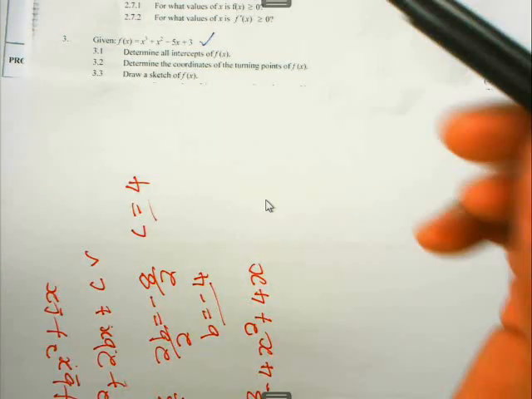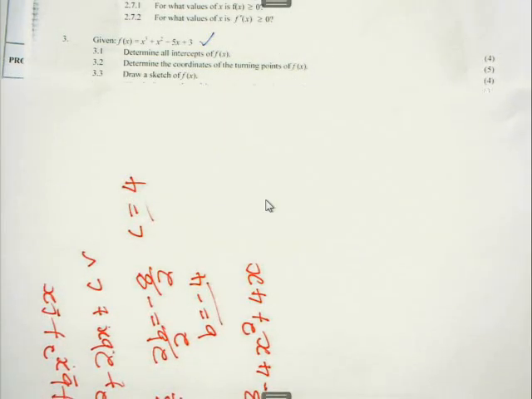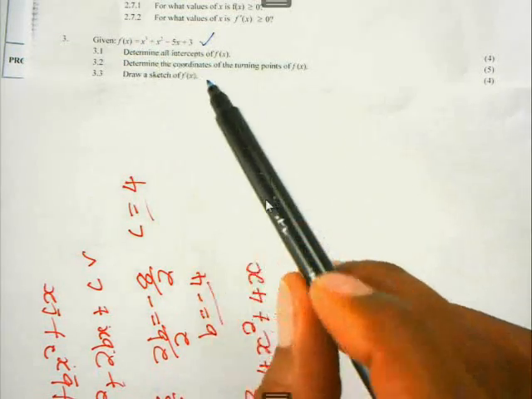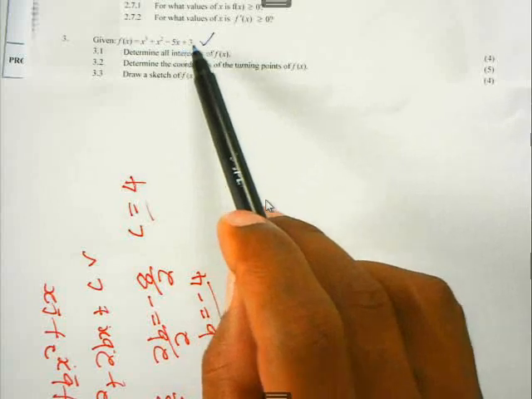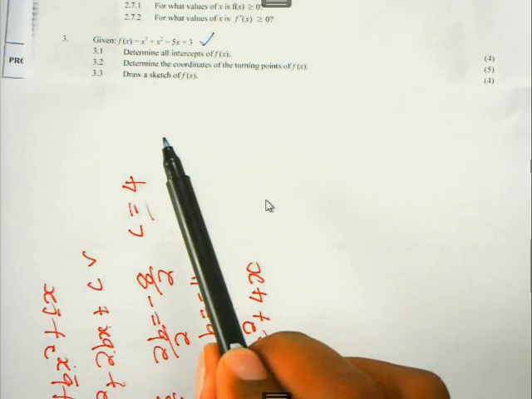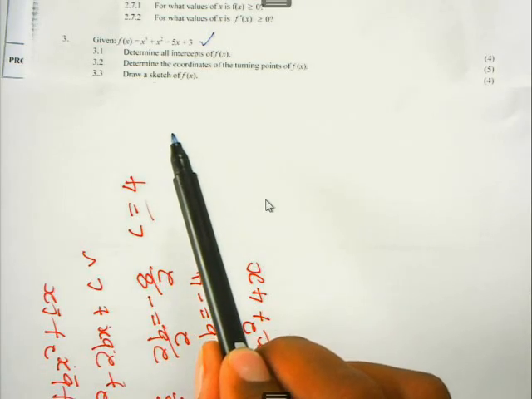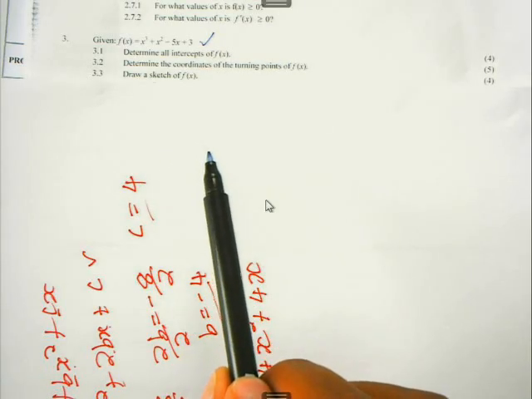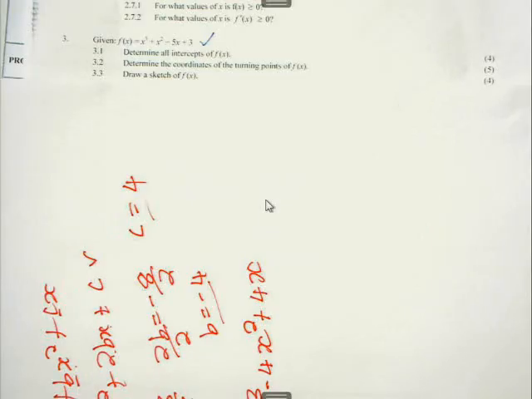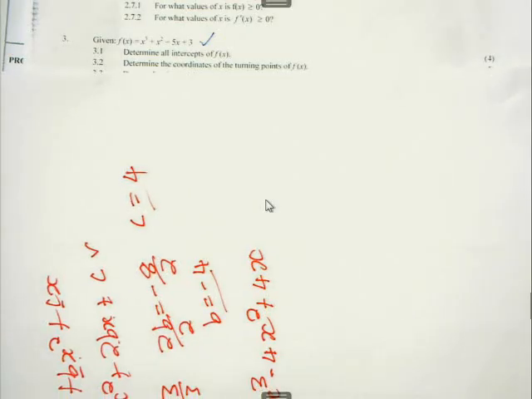Now, boys and girls, this one we're going to do it together. They're saying here, given that f of x is equal to x to the power of 3 plus x squared minus 5x plus 3. Is that correct? Yes. Good. Now, the first question says, determine all the intercepts of f of x. It means determine the x and the y intercept of f.